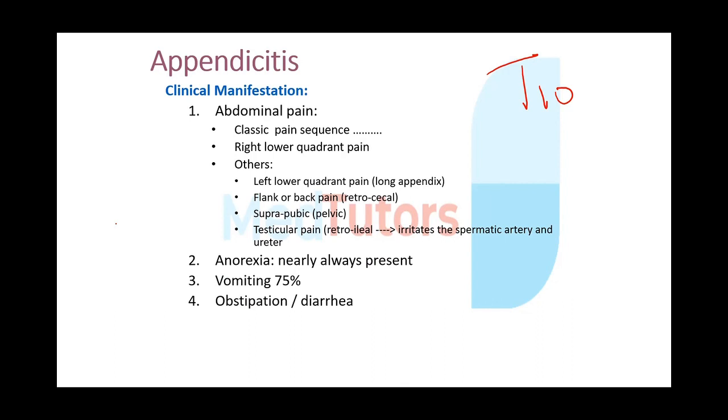Now, aside from pain, there is anorexia. Don't forget, anorexia is the most constant feature in acute appendicitis. It is nearly always present. Any patient with acute appendicitis and you see him munching a bowl of food, you should be doubting that diagnosis. When you see a patient with acute appendicitis, they almost always don't have appetite, okay?